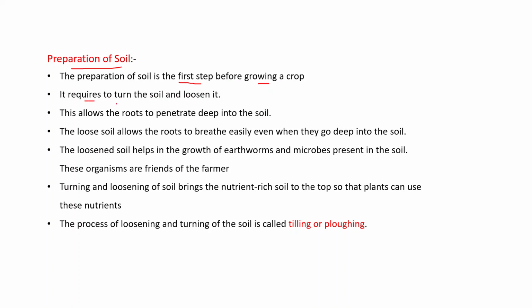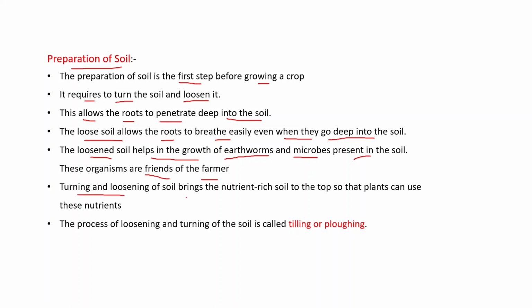It requires to turn the soil and loosen it. Now what happens when we turn the soil? This allows the roots to penetrate deep into the soil. The loose soil allows the roots to breathe easily even when they go deep into the soil. Loosened soil helps in growth of earthworms and microbes present in the soil, and these organisms are friends of the farmer.